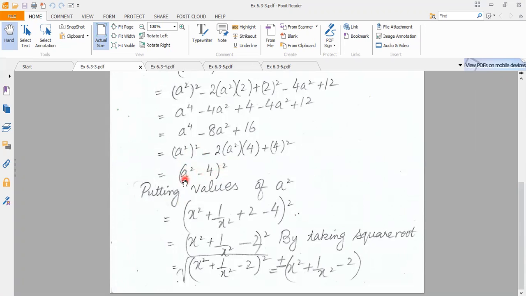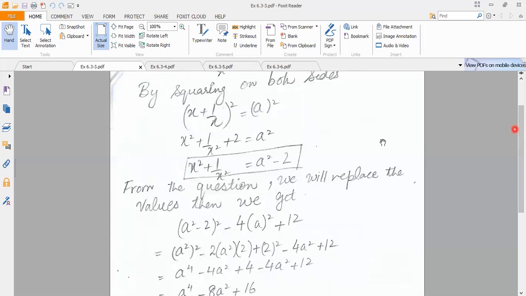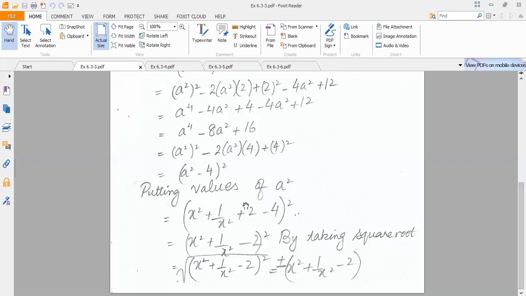After that, there is a. A is not in the question, so we need to replace. Again, we will replace the values. In the question, x is there. But what about a? If you look at the back, a square is equal to x square plus 1 over x square plus 2 minus 4. Minus 4 is from the previous step, whole square. Now plus 2 will be subtracted from minus 4, giving minus 4 minus 2.